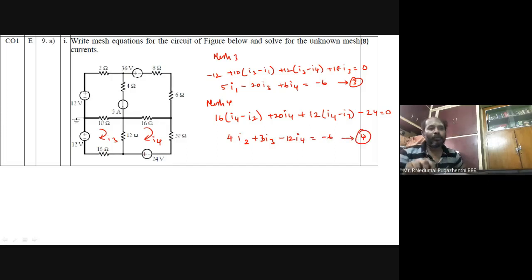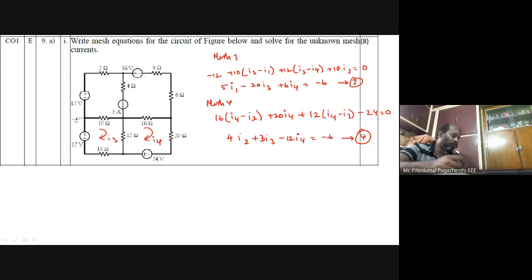I have 4 equations. The problem here is that I cannot use a calculator to solve 4 equations, because the maximum I can do using this calculator is only 3 equations. With 3 unknowns and 3 equations, I can solve it using the calculator. Since I have 4 unknowns and 4 equations here, I have to solve it analytically. You cannot go for any calculators.